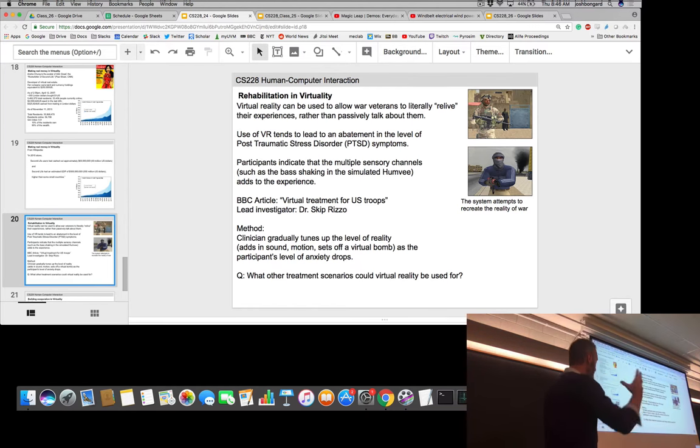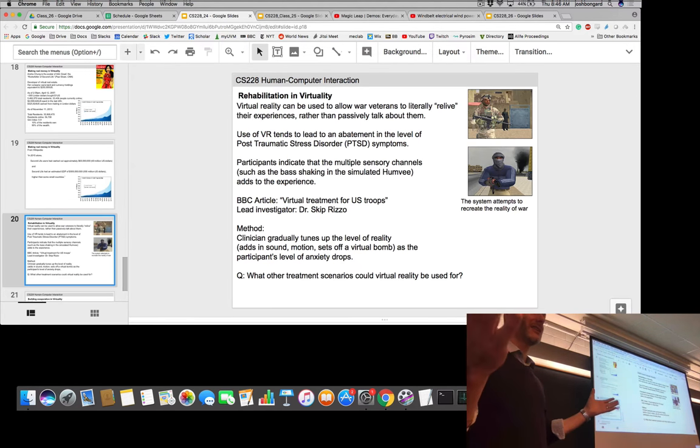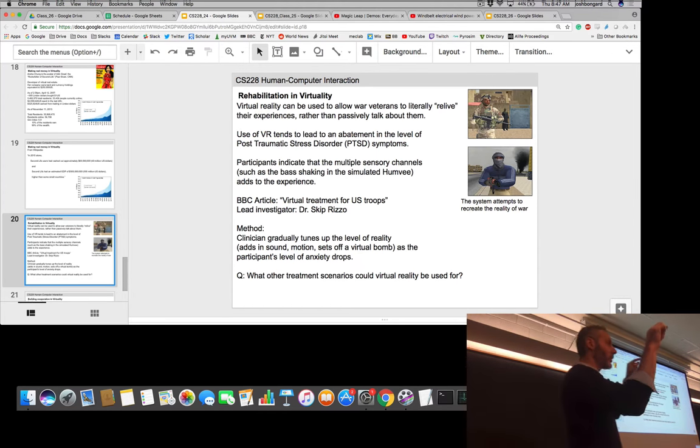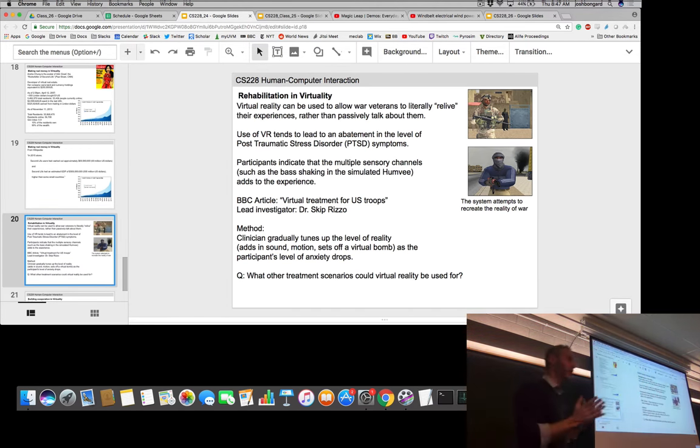There was actually a virtual Humvee that they would sit in, and then they would gradually tune up the realism of this system. So initially, when someone was placed in this environment, they felt that they were sitting in a vehicle. The vehicle wasn't moving. They were wearing goggles. They were looking from the point of view of the goggles through the windshield of the vehicle to a featureless desert, and that was it. And unfortunately, for a lot of the participants, that was enough to trigger PTSD.